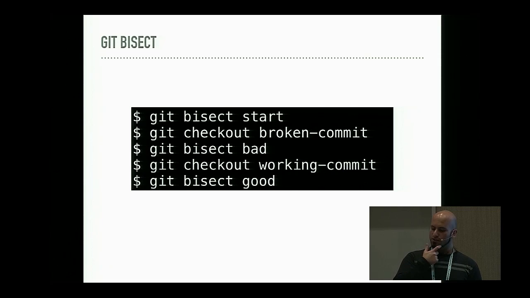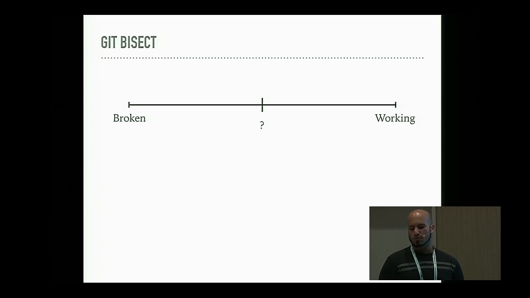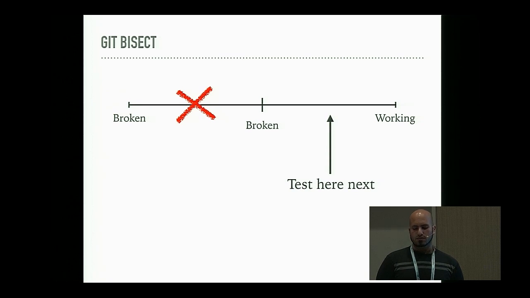You tell it that you're starting bisect mode, you check out the broken commit, and you say, this commit is bad, it's broken. You check out the working commit, and you say, this commit is good. And conceptually, what bisect is going to do is find the commit that is right in between those two commits that you have specified. And it's going to ask you, the developer, is this commit good or bad? Is it working or is it broken? If it's broken, then you can chop off 50% of the commits, and it's going to test in the middle of the area that's unknown.